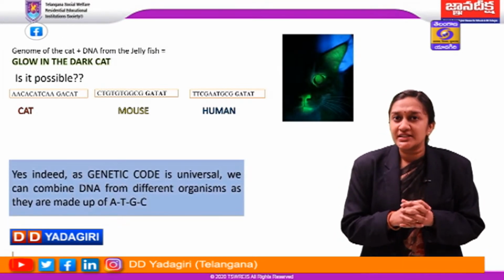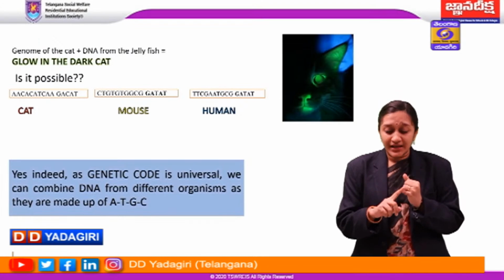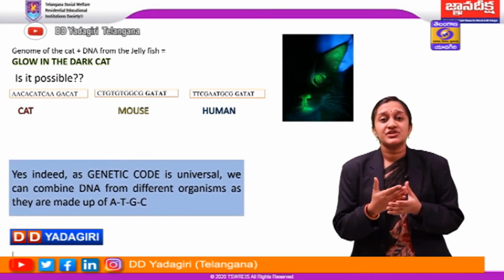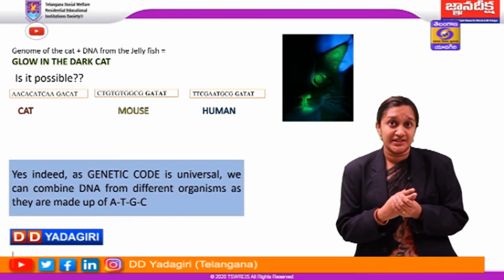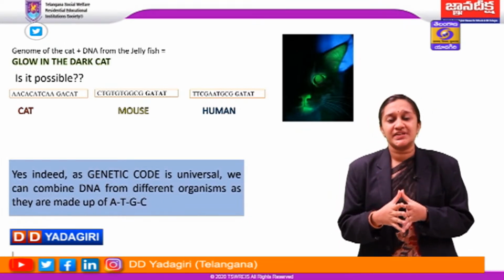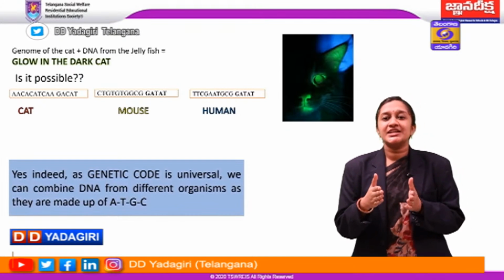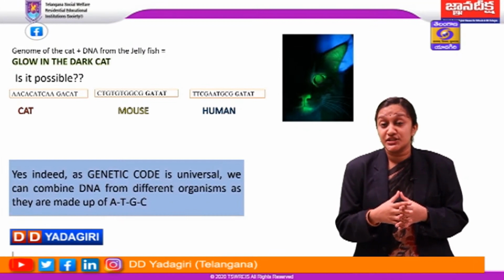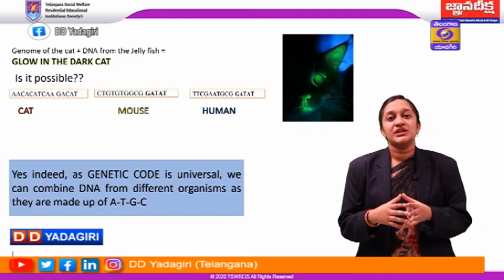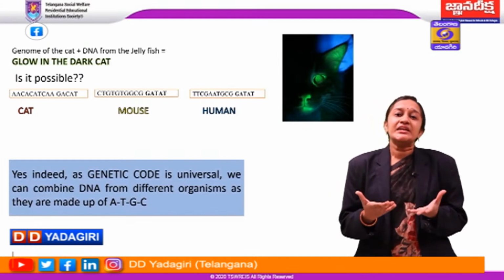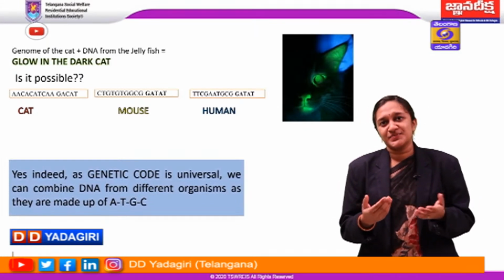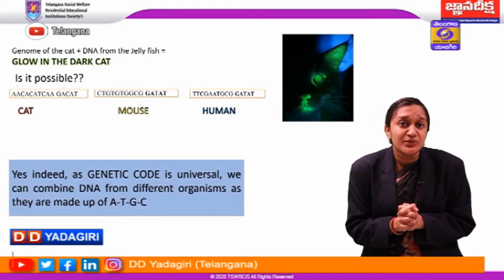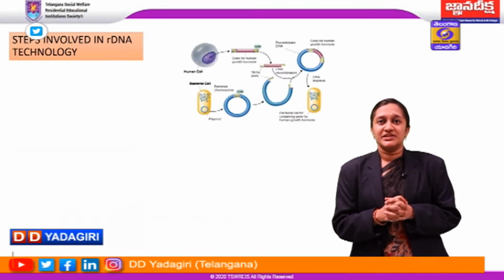So if you carefully look at the slide, you will observe that a cat, mouse and humans have a sequence of DNA which is similar if not identical. That means the language is the same but the order of A, T, G, C is different. This sequence is basically the genetic code, which is said to be universal. That means we can combine DNA from different organisms to create recombinant DNA. With this background, now let's look at the steps involved in recombinant DNA.